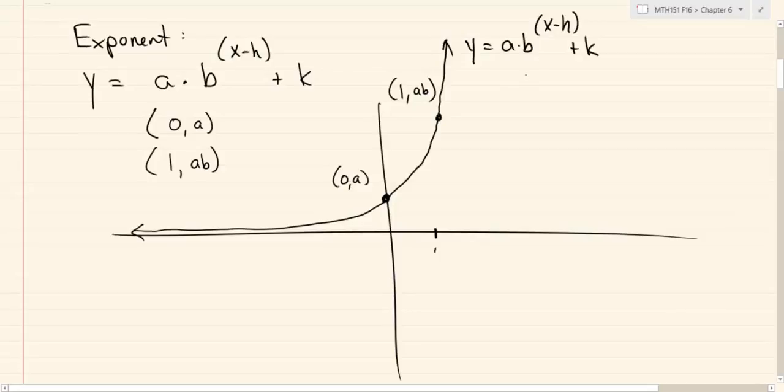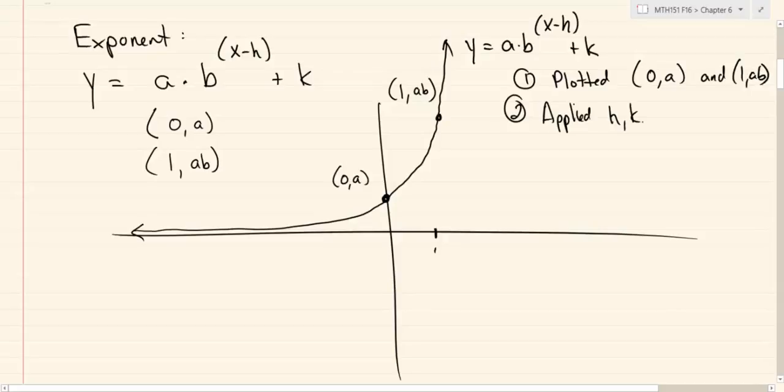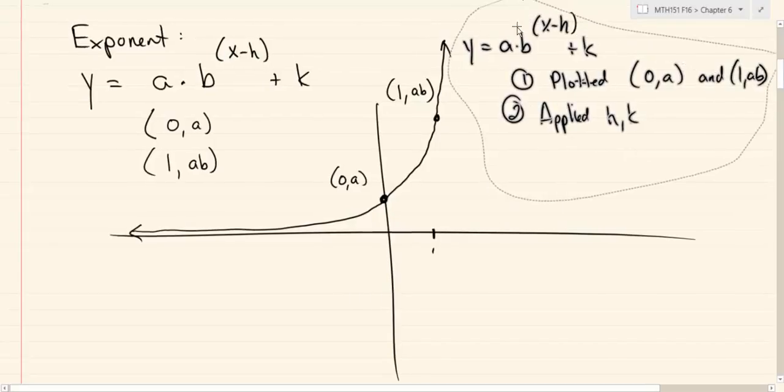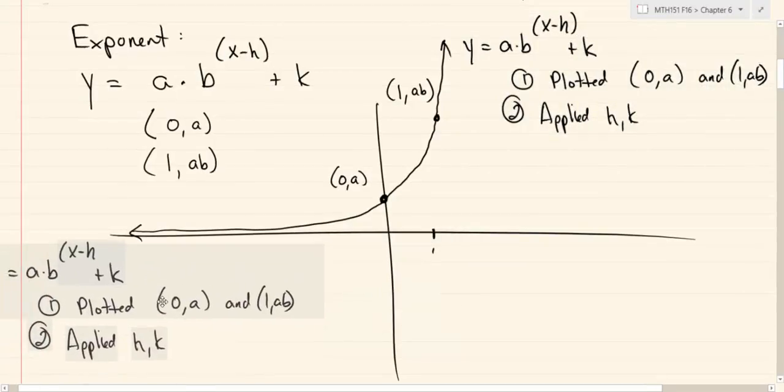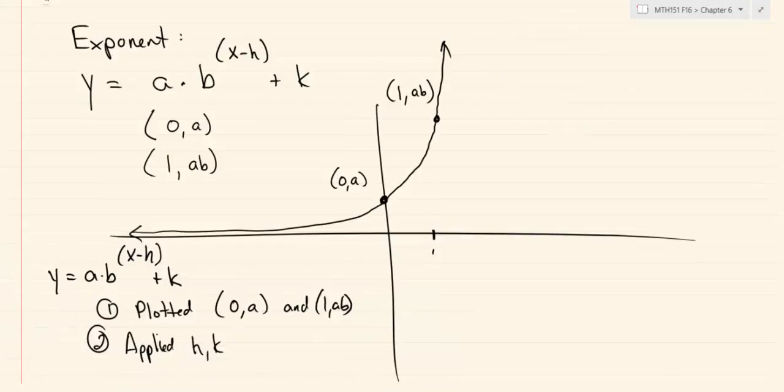So the first thing that you did was you plotted these 2 points. You plotted (0, a) and (1, ab). And then the second thing you did was you applied h and k. So if there was an h and k, you would take this graph and you would shift it left and right or up and down. I want to move this stuff down here. So this was the exponential function.